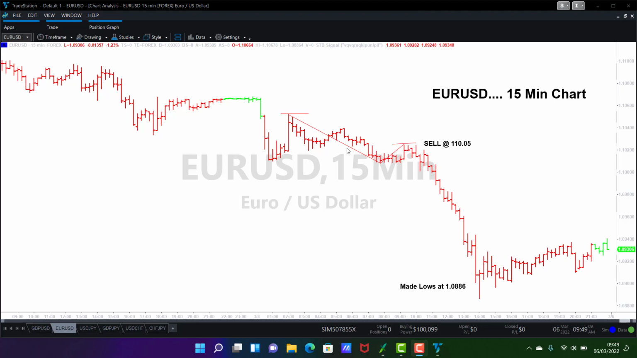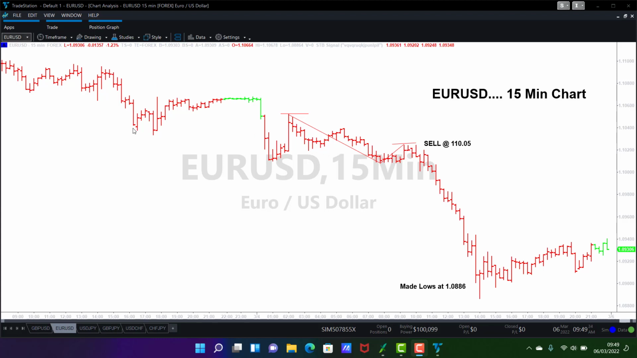Sell was at 110.05, folks, right? Look at the times in the morning, and that market went on down, and we got a sell at 110.05, and it made lows of 108.86, over a 100-point or pip move from our entry. Ample opportunity to lock in quite a lot of profits. Fantastic trade, all there to be seen.